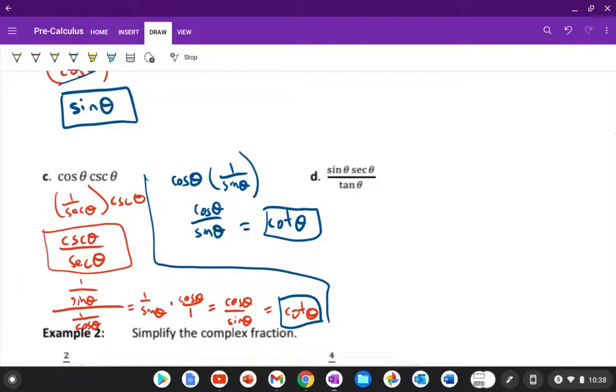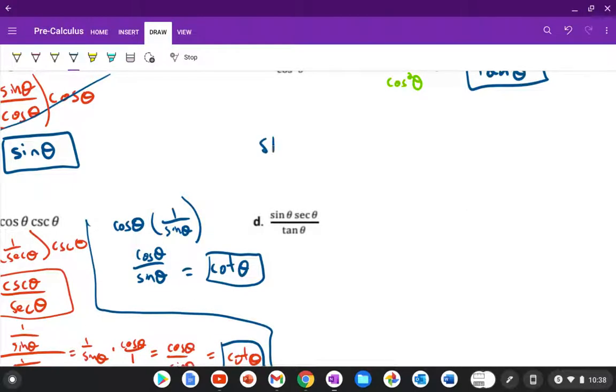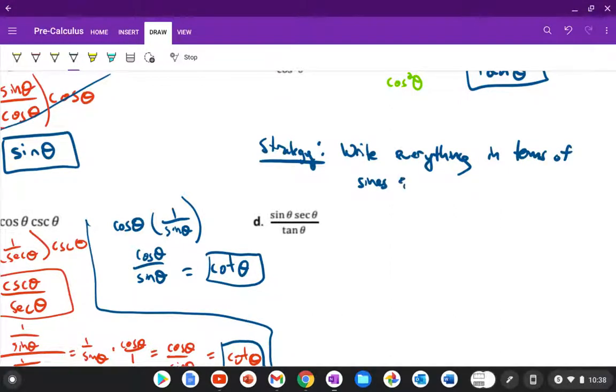All right, let's go and look at our next one. Oh, as another general strategy, this doesn't always hold true, but if you can write everything in terms of sines and cosines, that generally works out well for you. It generally helps. I won't say always, but generally that helps.